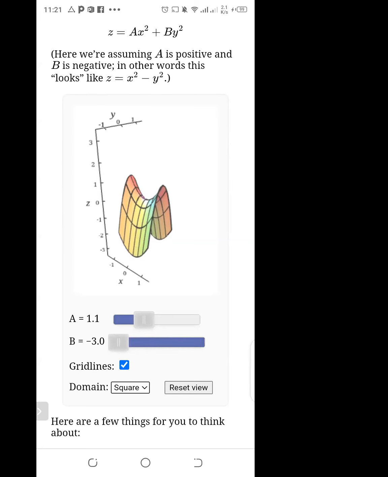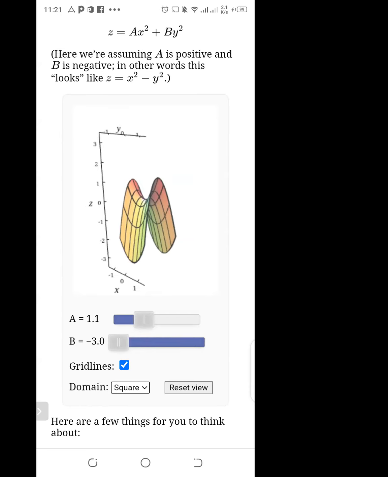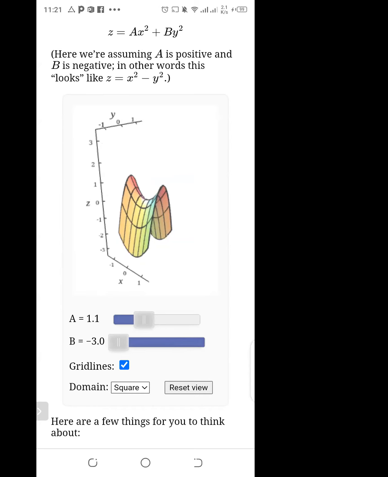Okay. So this is all I wanted to show you on the hyperbolic paraboloid. Are there any questions?